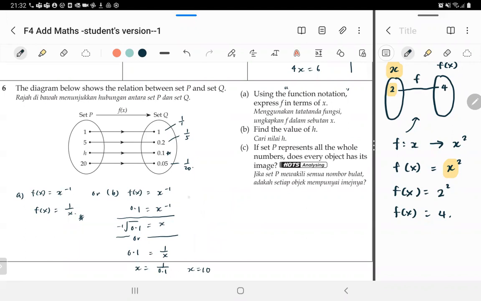Yeah, the answer is 10. Okay, for C, if set P represents all the whole numbers, does every object have its image? If set P is any whole number, will all the objects have an image?